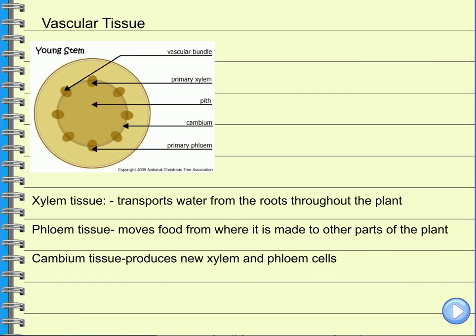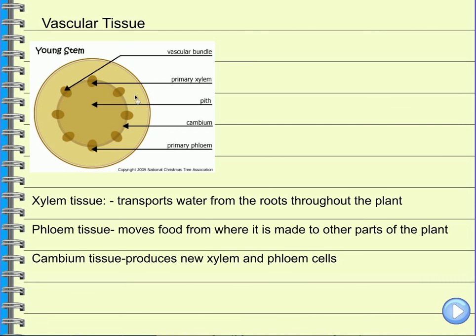Vascular tissue. Now, within the vascular tissue, we know that there's xylem and phloem. Now, the other one that we need to look at is the cambium tissue. Now, we know that the xylem is actually in these small little rings here, and it's used to transport water, water only from the roots through the plant.